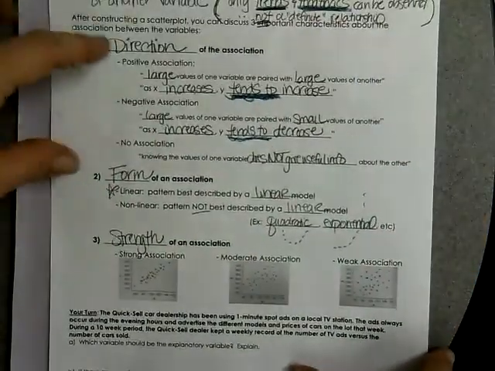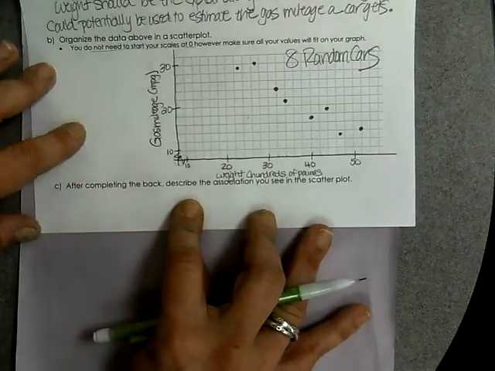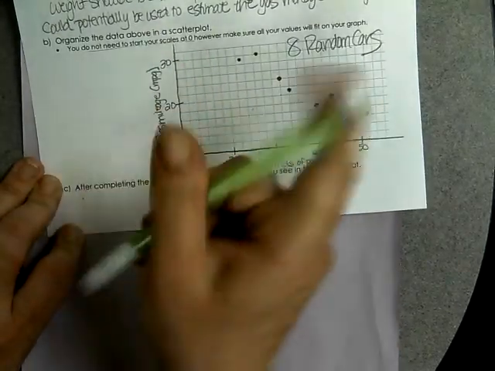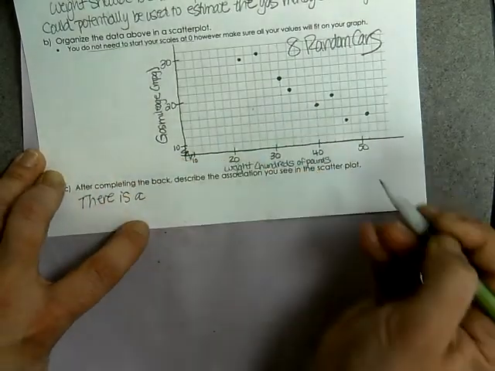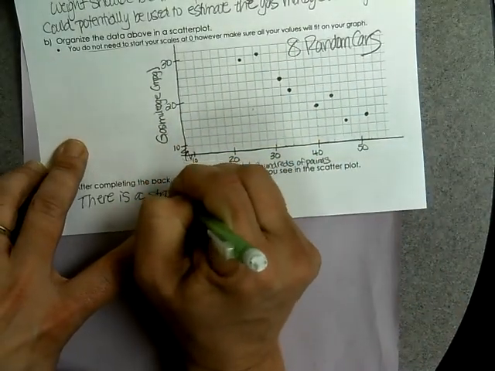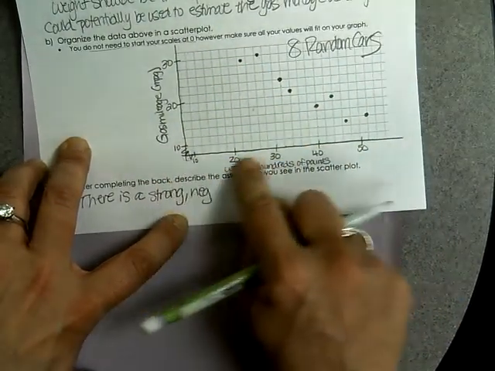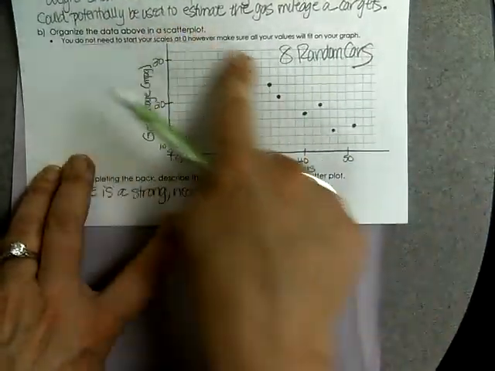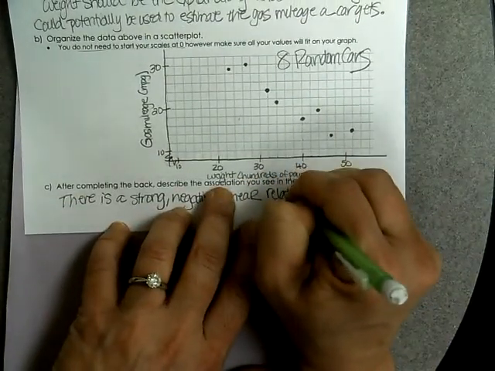So now that we've talked about these three different pieces, let's flip back to the front and describe the association that we see in the scatter plot. Here's a nice little template we can use for that. We can say that there is a, and then we can talk about the strength. I think those are pretty close. I'm going to say there is a strong. The direction we see is going down. As x increases, y is decreasing. So that's negative. And notice it does follow a linear pattern. So we'll say linear relationship.